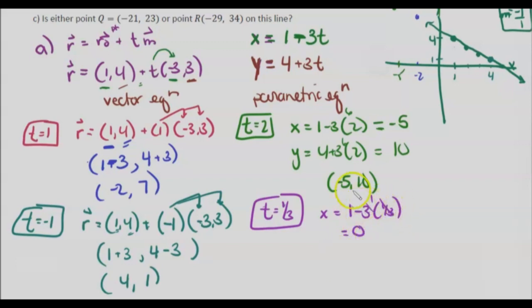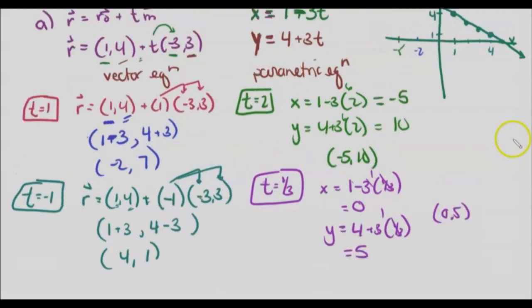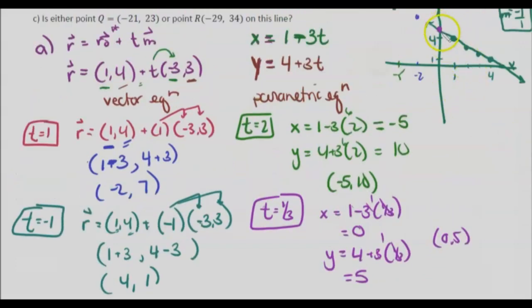I picked 1/3 because I know the direction vector has negative 3 comma 3. So both are divisible by 3. So I made it a little hard, but then I made it a little easy. Okay, and the y, the parametric equation for the y value is going to be 4 plus 3 times 1/3. Again, 3 times 1/3 is 1, and we get 5. So this coordinate is 0 comma 5. Okay, which is going to be right here.